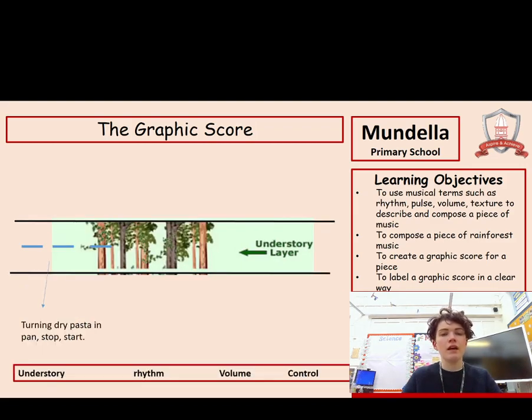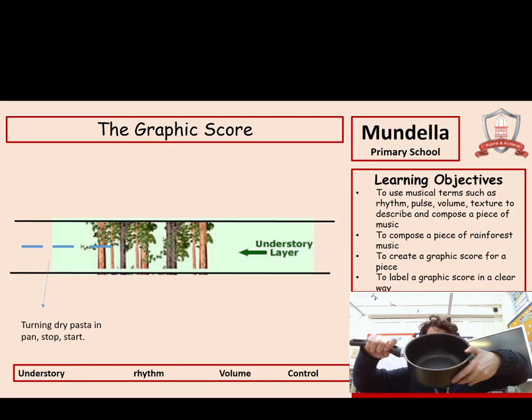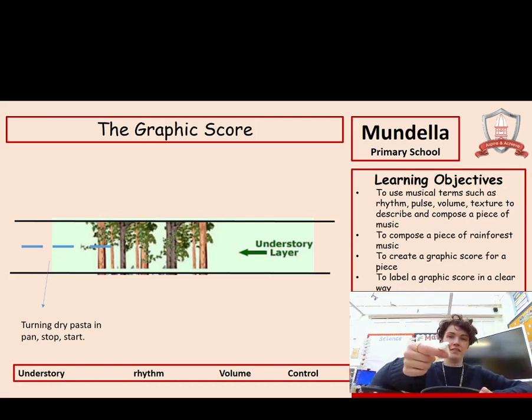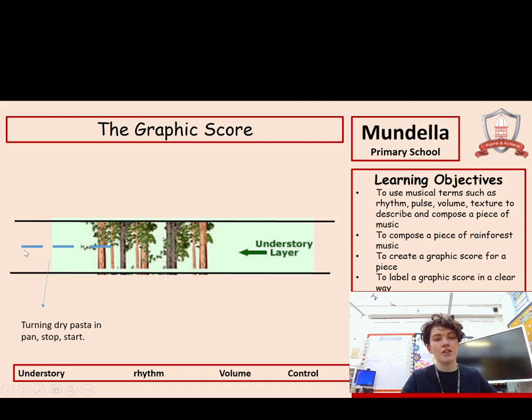Okay, so moving on then to the understory layer. If you remember, I didn't have any pasta, but I have these little milk things in a pan. Okay, so the little milk cartons in a pan, and it kind of has a similar sort of effect. And I've used here sort of almost like dashes, okay, and there are breaks in between, so it's a short, sharp.